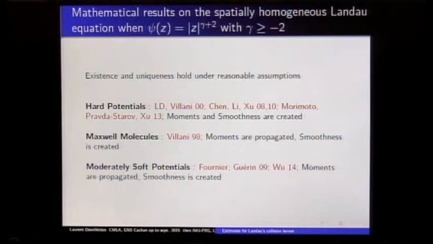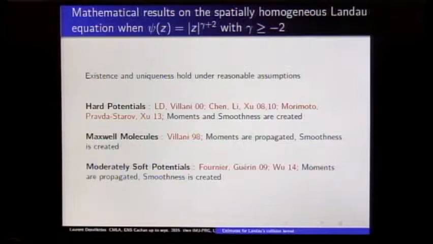In the case of Maxwell molecules, which corresponds to gamma equal to zero, basically the same can be shown, except that moments are propagated rather than created, and we don't really know if they are created or not. And if gamma is between minus 2 and 0, then thanks to a very recent work by Kung-Chien Wu in 2014, it's possible to have a theory which is close to the theory for those two cases, in which basically we can show that moments are still propagated and smoothness is created.